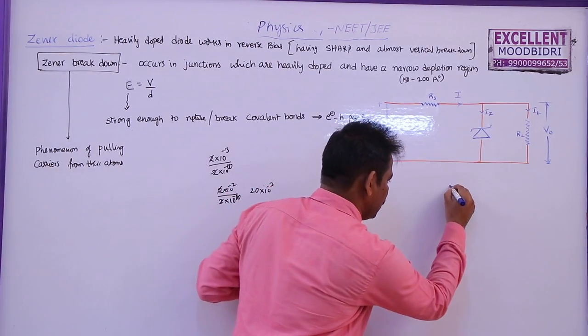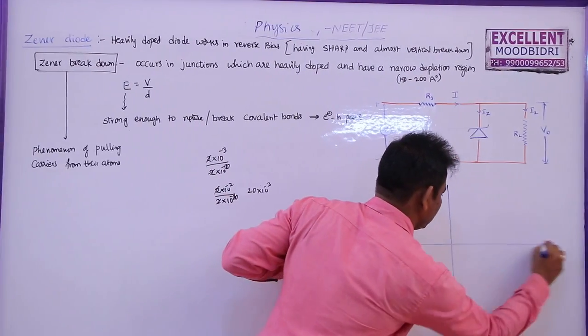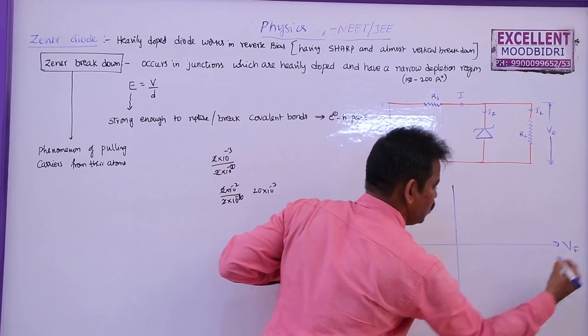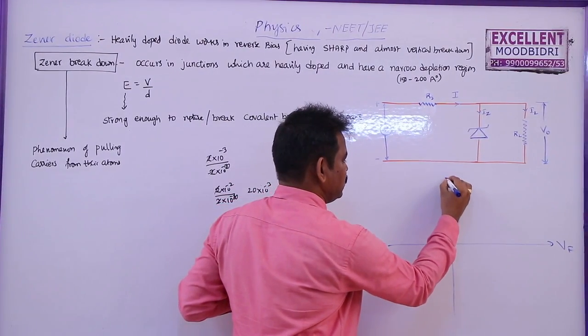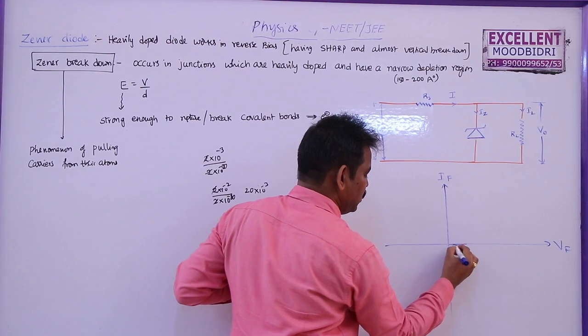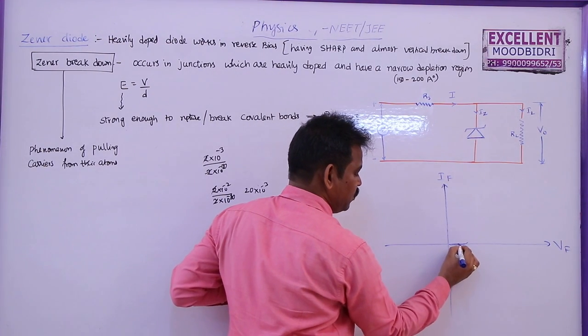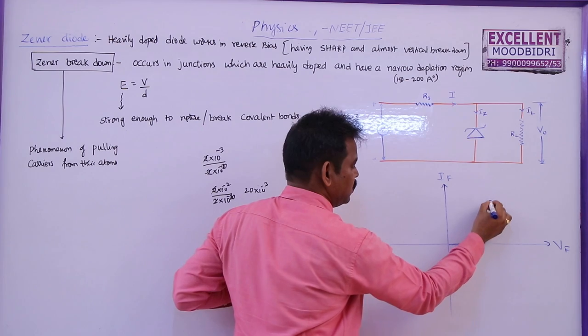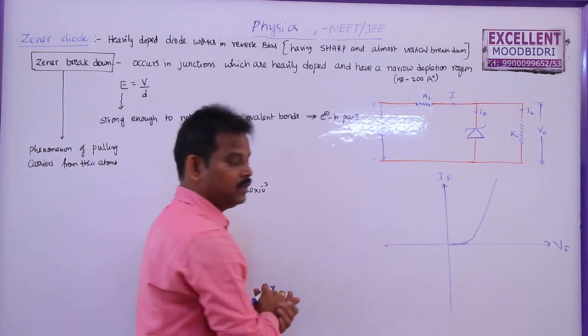We have studied the VI characteristics of a diode. Here this is the voltage in forward bias, and this is the current in forward bias. Until reaching this knee voltage, the current will be zero. After that, the current increases and afterwards it acts as a conductor.